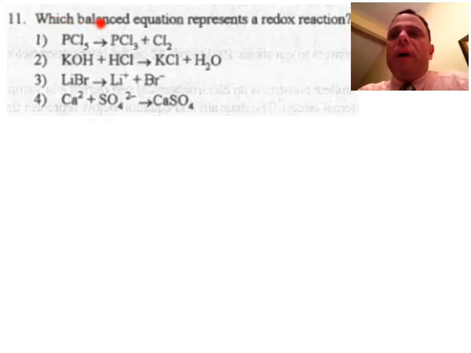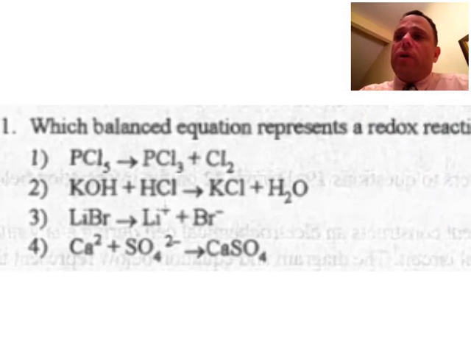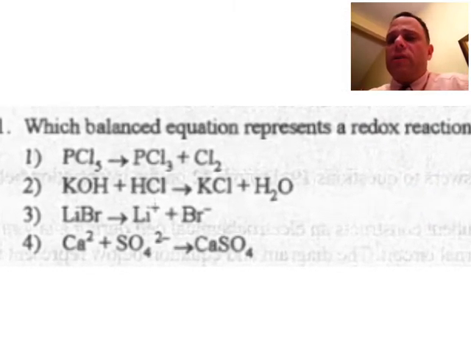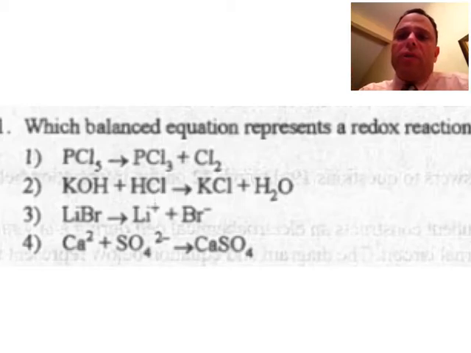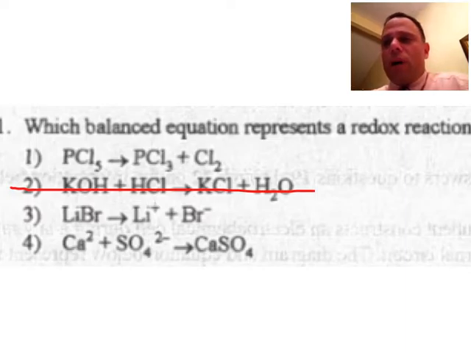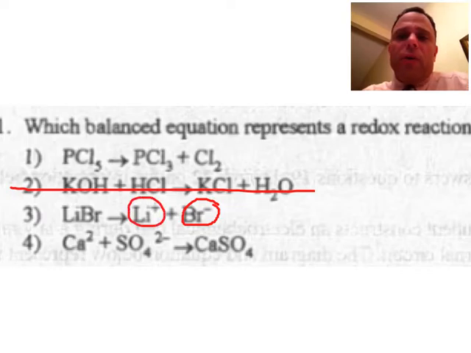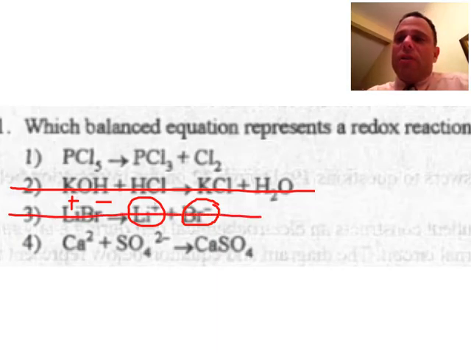Okay, number 11. Which balanced equation represents a redox reaction? Now remember, in a redox reaction, we are going to be transferring electrons, so those oxidation numbers must change. Quick inspection shows me number 2 is a double replacement. Pause it if you need to, but in all double replacements, oxidation numbers remain the same on the reactant and product side. Number 3 shows me I have a negative ion here, a positive ion here, and if you work out the oxidation numbers, the bromine would have a negative oxidation number, and lithium a positive, 1 each. Oxidation numbers are not changing.